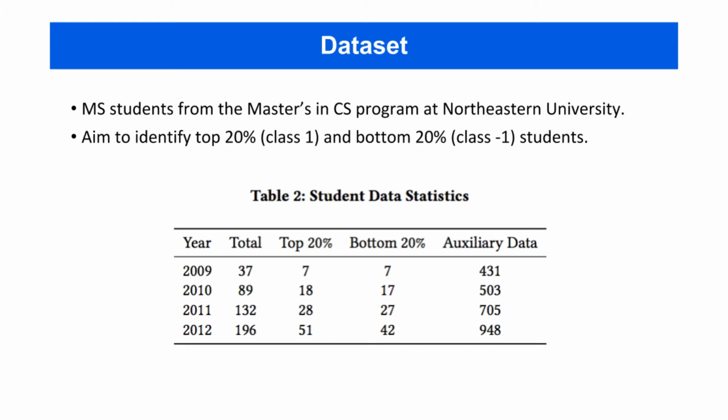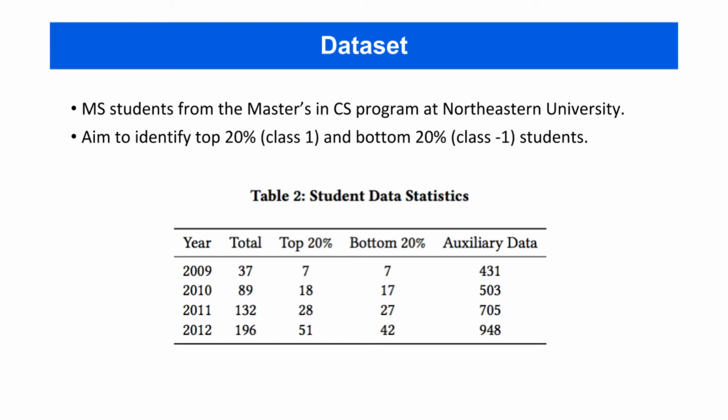We collaborated with admission officers from Northeastern University and obtained a data set of their Masters in Computer Science program. We use a student's overall GPA in the MSCS program as his or her performance measure. Our model aims to identify the top 20% and bottom 20% performing students respectively.